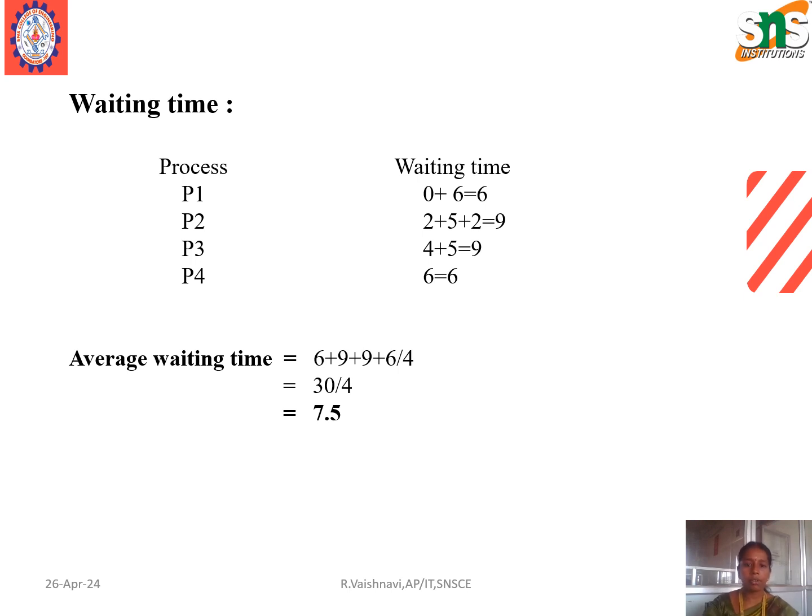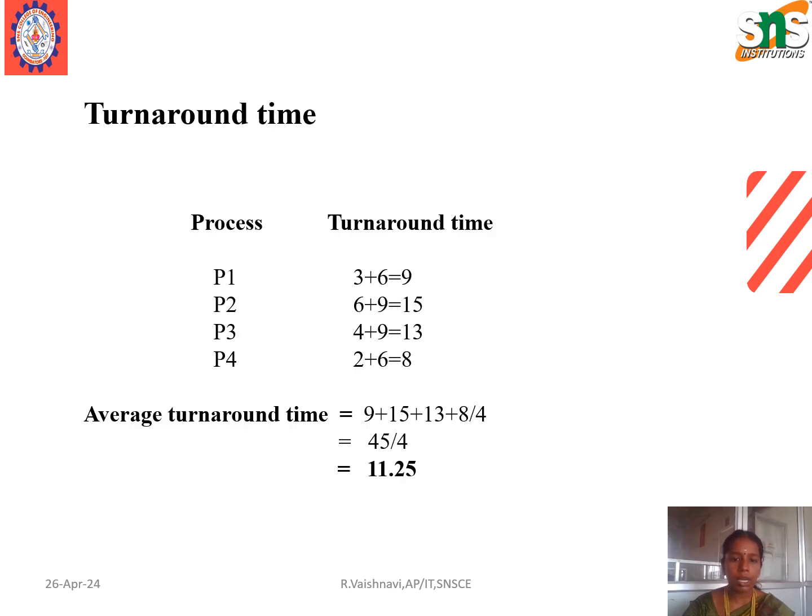According to that we have to calculate the waiting time, that is 0 plus 6 is equal to 6, and like that we have to calculate the waiting time. For calculating the average waiting time, we have to add these 4 values and divide by 4, so the average waiting time is 7.5. And then turnaround time: for turnaround time we have to add the burst time and the waiting time. For calculating the average turnaround time, same as before, we have to add these 4 values and divide by 4. The average turnaround time is 11.25.